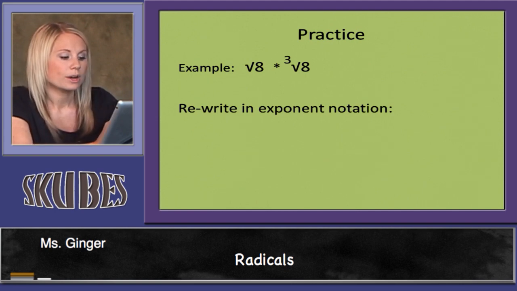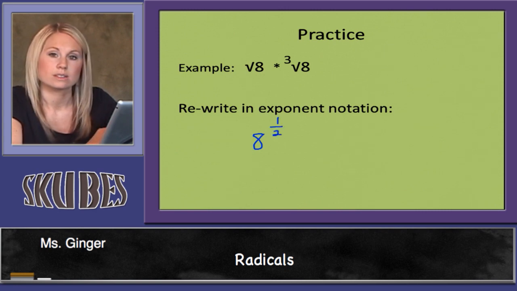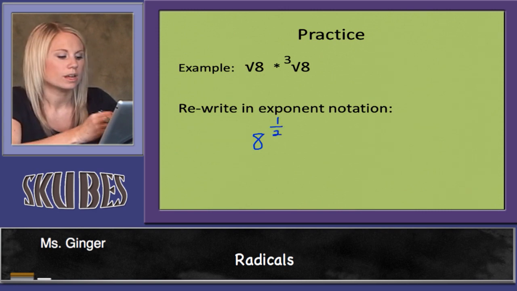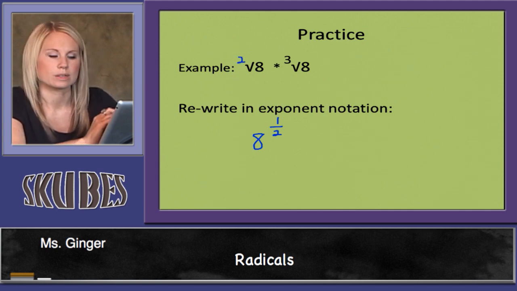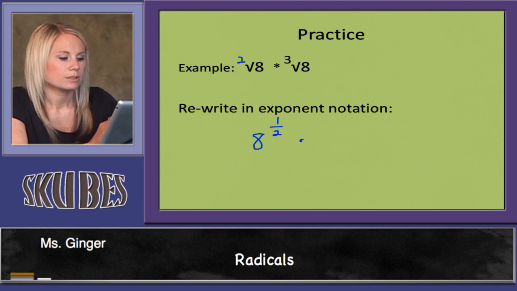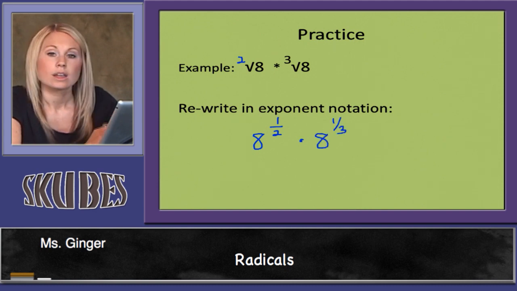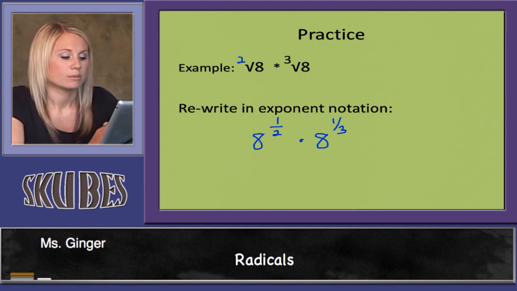So if we rewrite square root of 8, we're going to have 8 to the 1 over 2 because it's a square root, it's the second root. There's an implied 2 on that shelf there for the square root symbol. And then I'm going to multiply by 8 to the 1/3, coming from cube root of 8. Remember, I'm going to take 1 over that number 3.